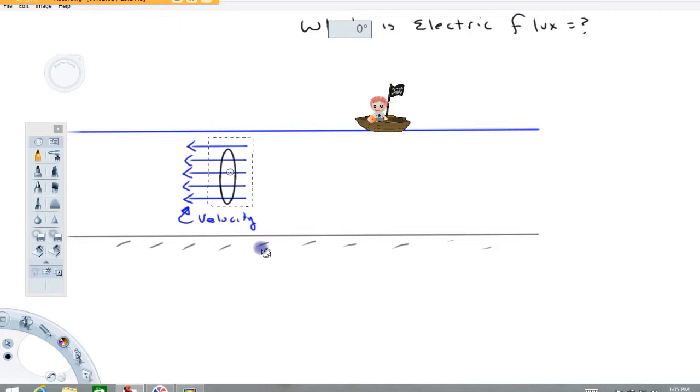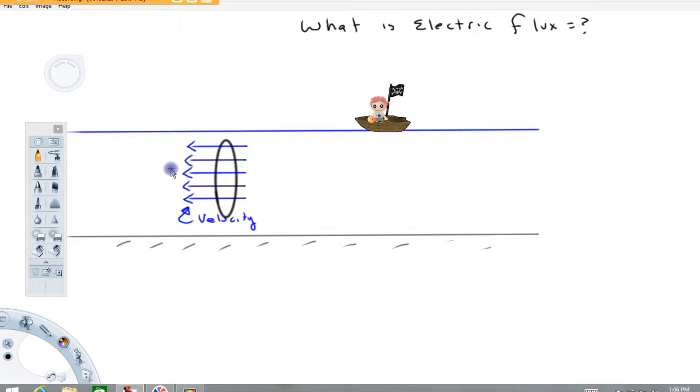Now, other ways that I can affect the amount of water going through that hoop, well, I could maybe change the hoop size. If the hoop gets smaller, there would be less mass going through it. As the hoop gets larger, there would be more mass going through it. Then the third way I can affect the amount of water going through that hoop is if, somehow, I could make these velocity vectors larger. Like, if the water speed increased, that would increase the mass flux.